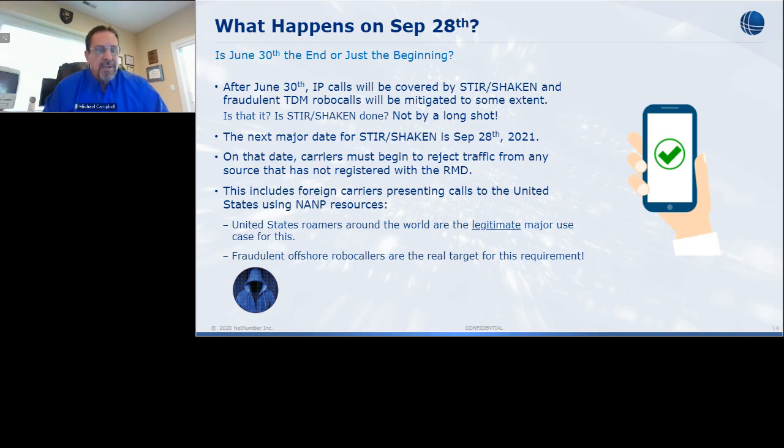Now, of course, United States roamers around the world are the legitimate major use case for that, but the real target for this requirement ends up being fraudulent offshore robocallers who are pumping fraudulent calls into the United States using spoofed CLI resources from the North American number plan. That's why this is happening. That's the real target for doing this.